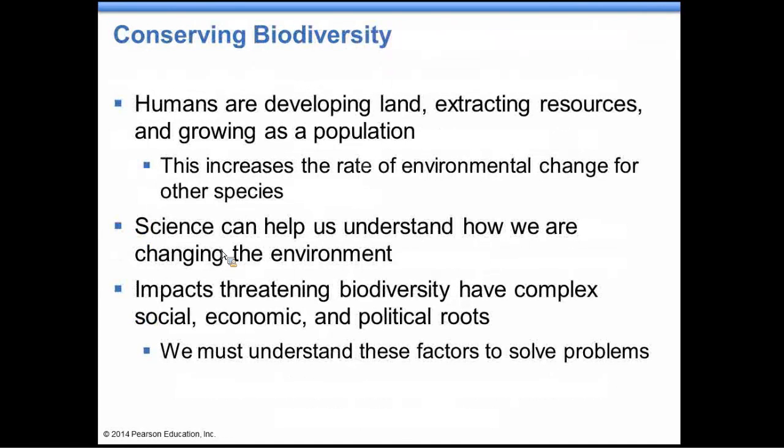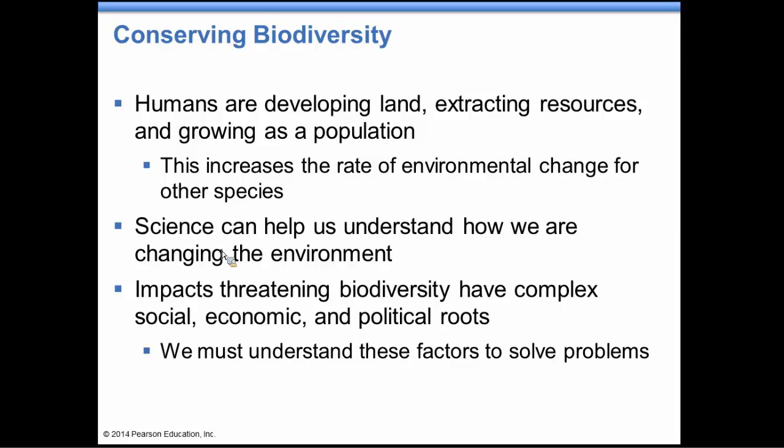So, conserving biodiversity. Introduced species pose challenges for native populations and communities. And humans, we're developing this land and extracting all of the resources that we want, and we're growing as a population. This increases the rate of environmental change for other species too, not just us, because we're also part of this community. We're not just a single species in an ecosystem. We're a species that's part of the community in an ecosystem.